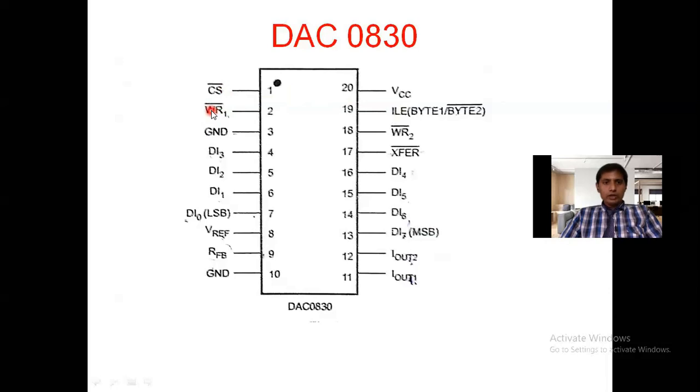And this signal is activated with the help of CS bar and ILE pins. These two pins are used to activate WR1 bar. That is one point on WR1 bar. But the second point: whenever WR1 bar is activating, then digital input data is loaded into the input register. So whenever WR1 bar is activating, the digital data is loaded into the input register or input latch register.